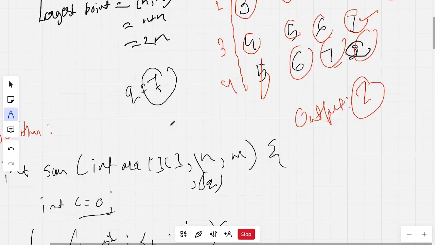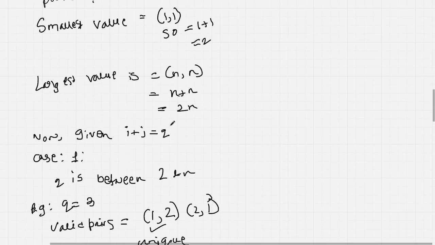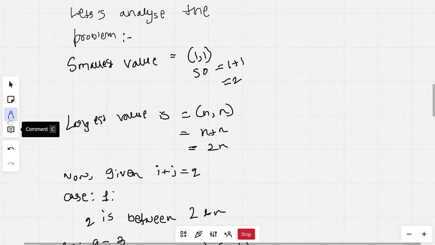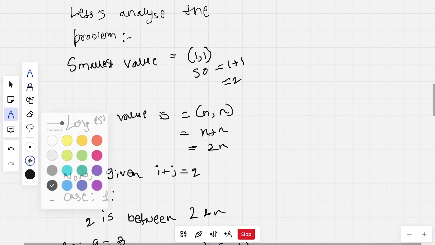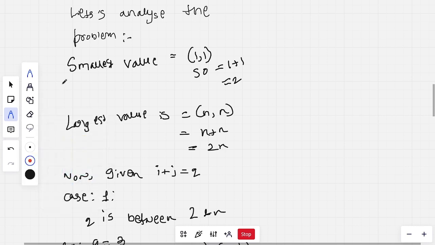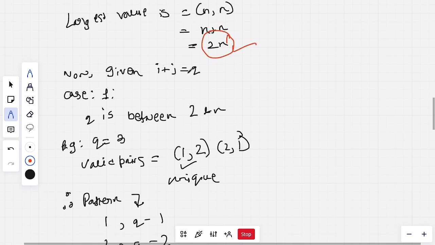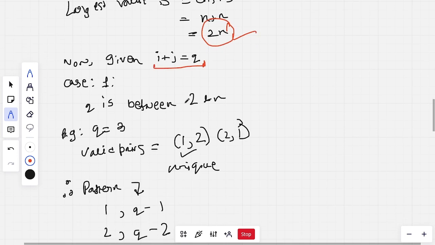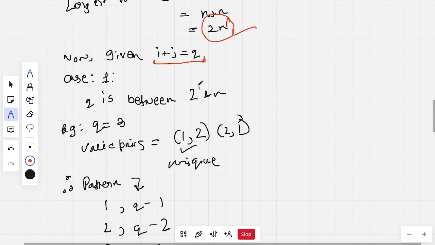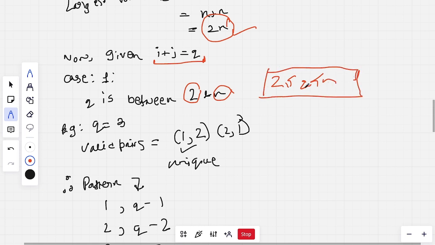Now I'm going to derive some cases. Let's analyze this particular problem by deriving some cases. You can see clearly that we have a smallest value which is 2, and similarly we have a largest value which is 2n. Now the given is i plus j is q. So our first case is when q is between 2 and n. So I can write 2 less than or equal to q less than or equal to n. This is the first condition.